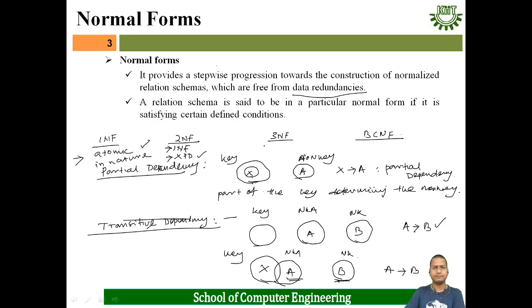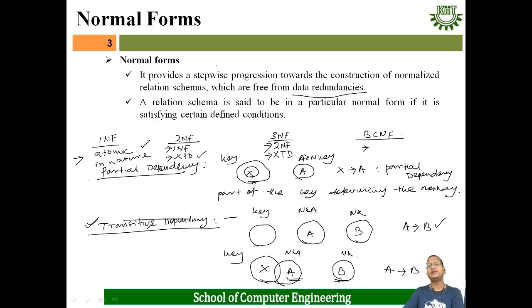Similarly, what is 3NF? A relation is said to be in 3NF if it is in 2NF and there should not be any transitive dependency. What is transitive dependency? All of you know. Transitive dependency means part of the key determining a non-key, part of the non-key determining a non-key, or complete non-key determining a non-key. If such things are not present, then the table is in 3NF. Then what is BCNF?